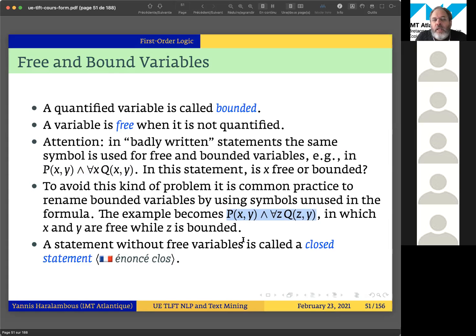A statement having no free variables at all is called a closed statement. A closed statement, whenever interpreted, has to be either true or false. Once you have free variables, the value of the formula in an interpretation will depend on the values of the variables.